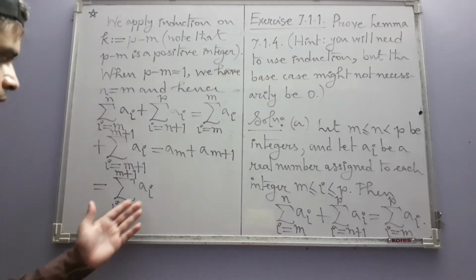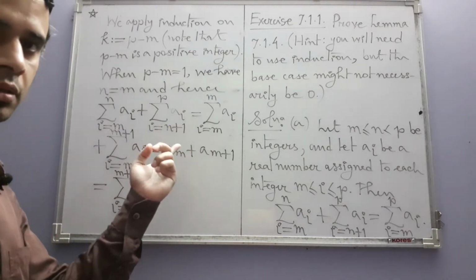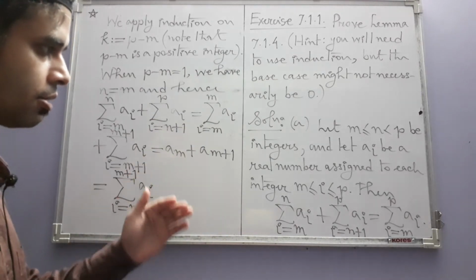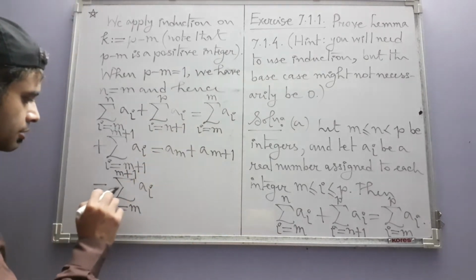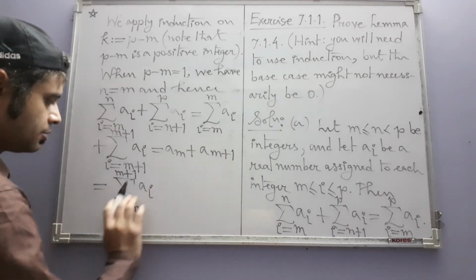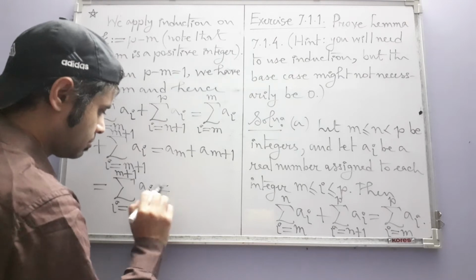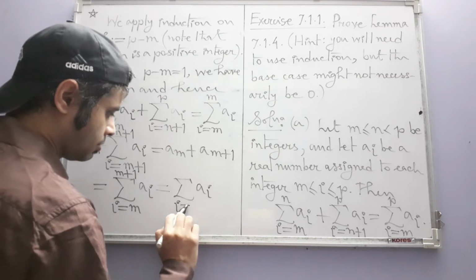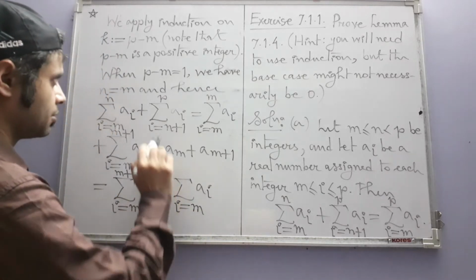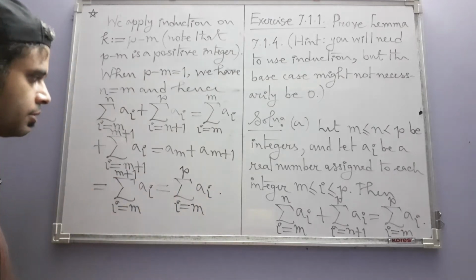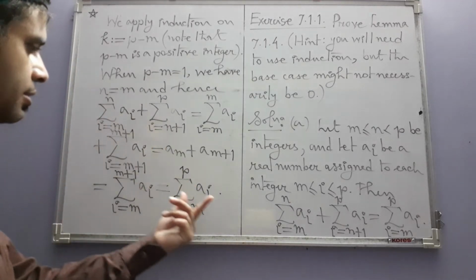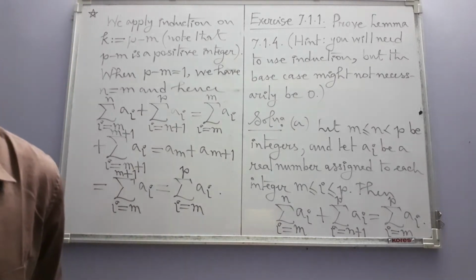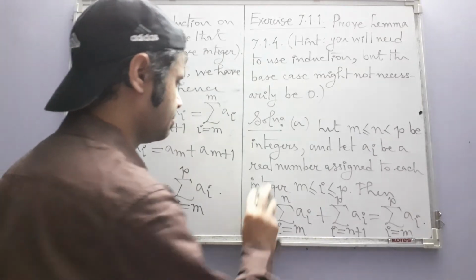These calculations we already saw back when we went through the definition of a finite series and some of its initial consequences. One of them tells us that this is equal to this finite series, the sum of a_i where i varies from m to m plus 1, but m plus 1 is p. So in this case, the left hand side is equal to the right hand side. That means our claim is true, and this is the base case for our induction.